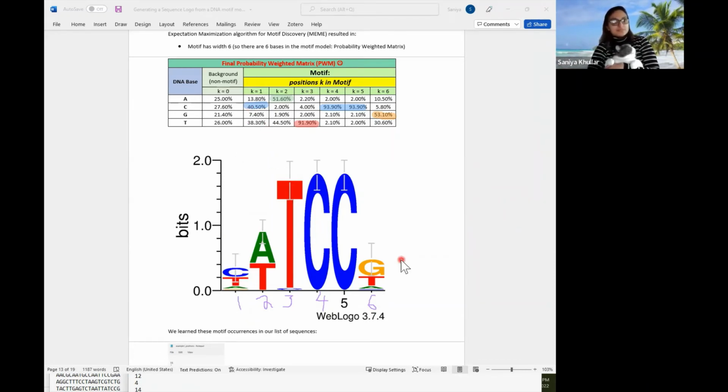So the top one in the sequence logo is usually the majority one. It's like the main priority, the top of the pyramid, the main guy, right? So this is 51.6%. A is high, followed by T here, which is 44.5. So A is slightly taller than T.